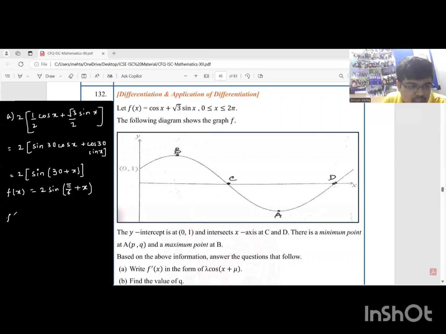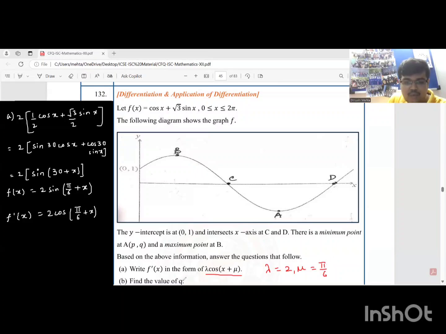You take the derivative of this, taking the derivative is super easy. Sine will become cos, and the derivative of (pi by 6 plus x) is simply 1. So the final derivative is 2 cos of (pi by 6 plus x). And now students, you have to compare this equation with this equation. Do you figure out that lambda is equal to 2 and mu is equal to pi by 6?